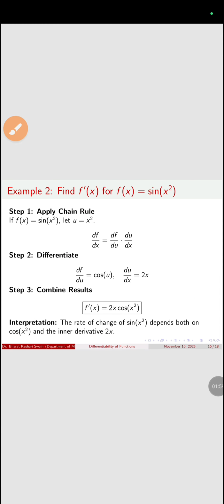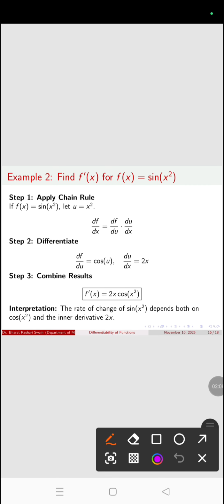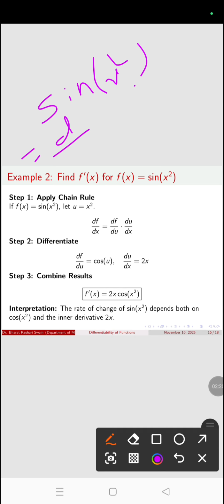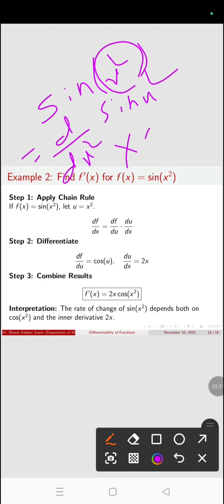Next example is f of x equal to sin x square, then find f dash x. Because it is a composite function, sine is not only a function of x, it is a function of x square. So what we have to do? First we have to differentiate with respect to x square, d by d(x square) of sin x square, and again differentiate this x square with respect to x. This is the formula.